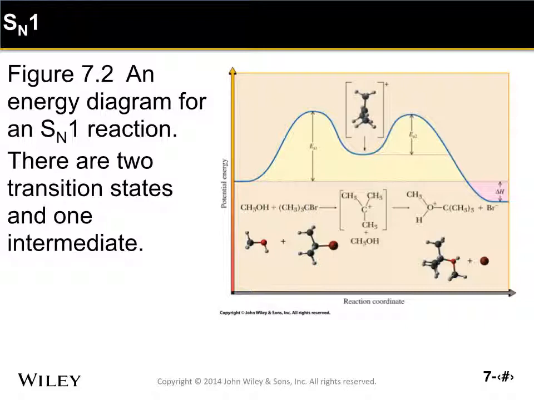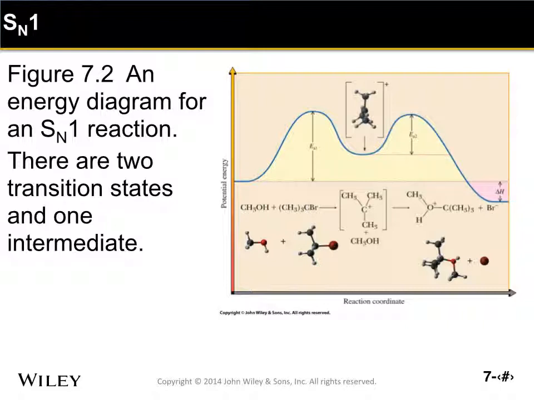The energy diagram for this kind of process is as follows. In the first step of the reaction, we're going to be losing the carbon-bromine bond, and I want you to think about what that transition state for that reaction is going to look like. We make the carbocation intermediate after breaking the carbon-bromine bond. That's shown as the energy well between EA1 and EA2.